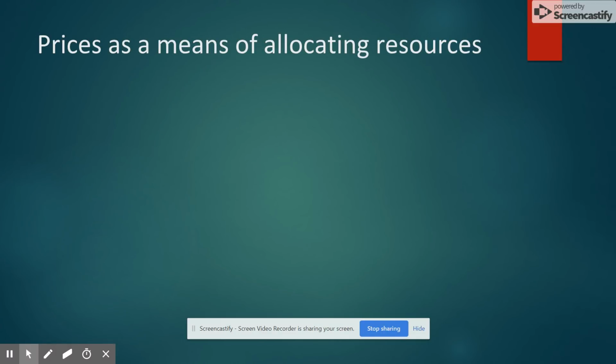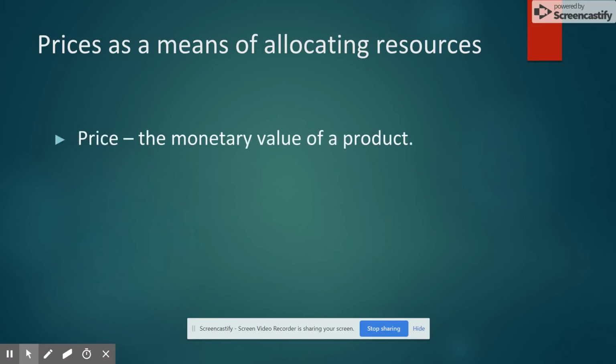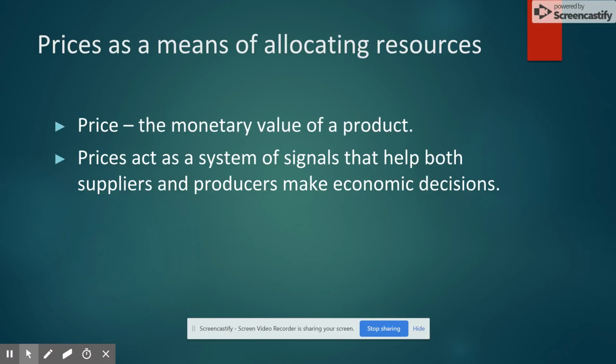So prices are a way of allocating resources, and they have a great advantage compared to other systems. So what is the price? It's the monetary value of a product. And prices can act as a signal that helps suppliers and producers make economic decisions. And of course, this is a lot of what you read about in The Undercover Economist, basically the first 2 chapters. Prices are so important because they tell suppliers what they should supply, and they're a way for demanders to express what they want.